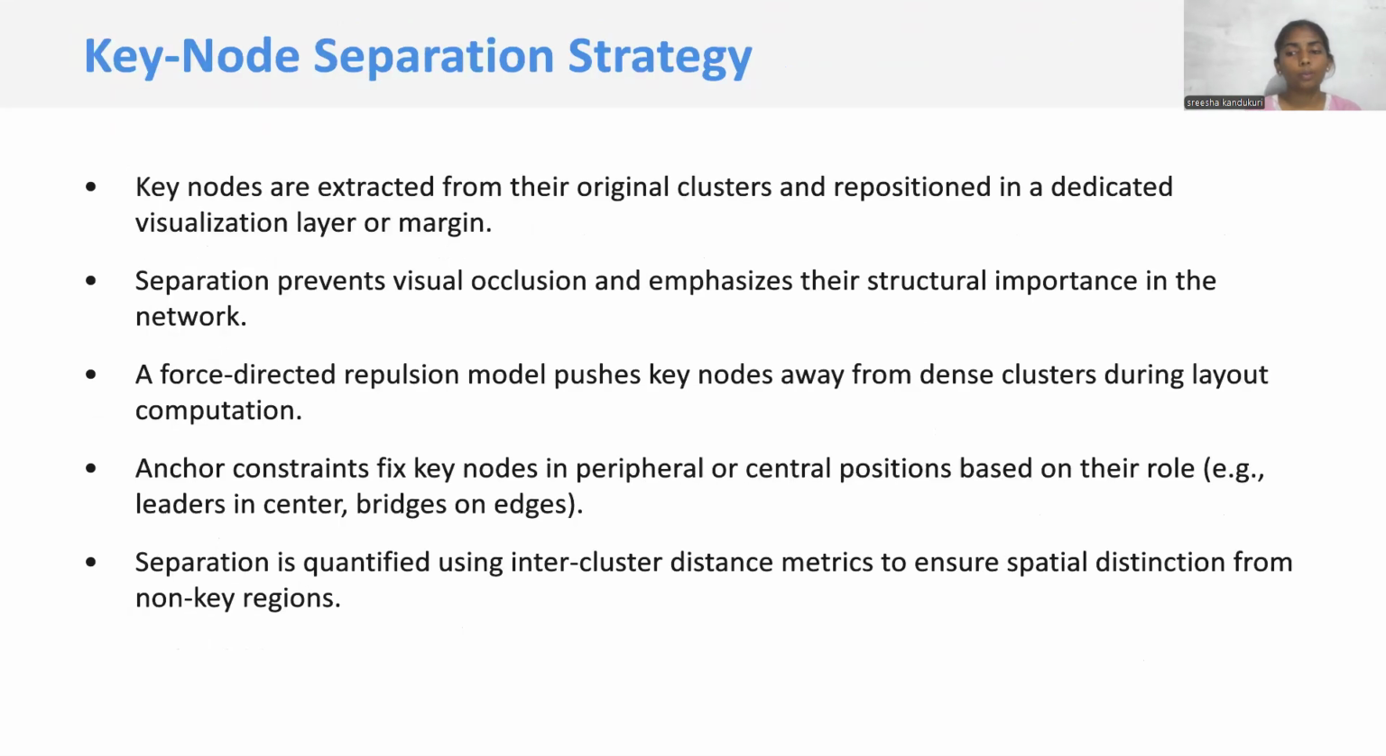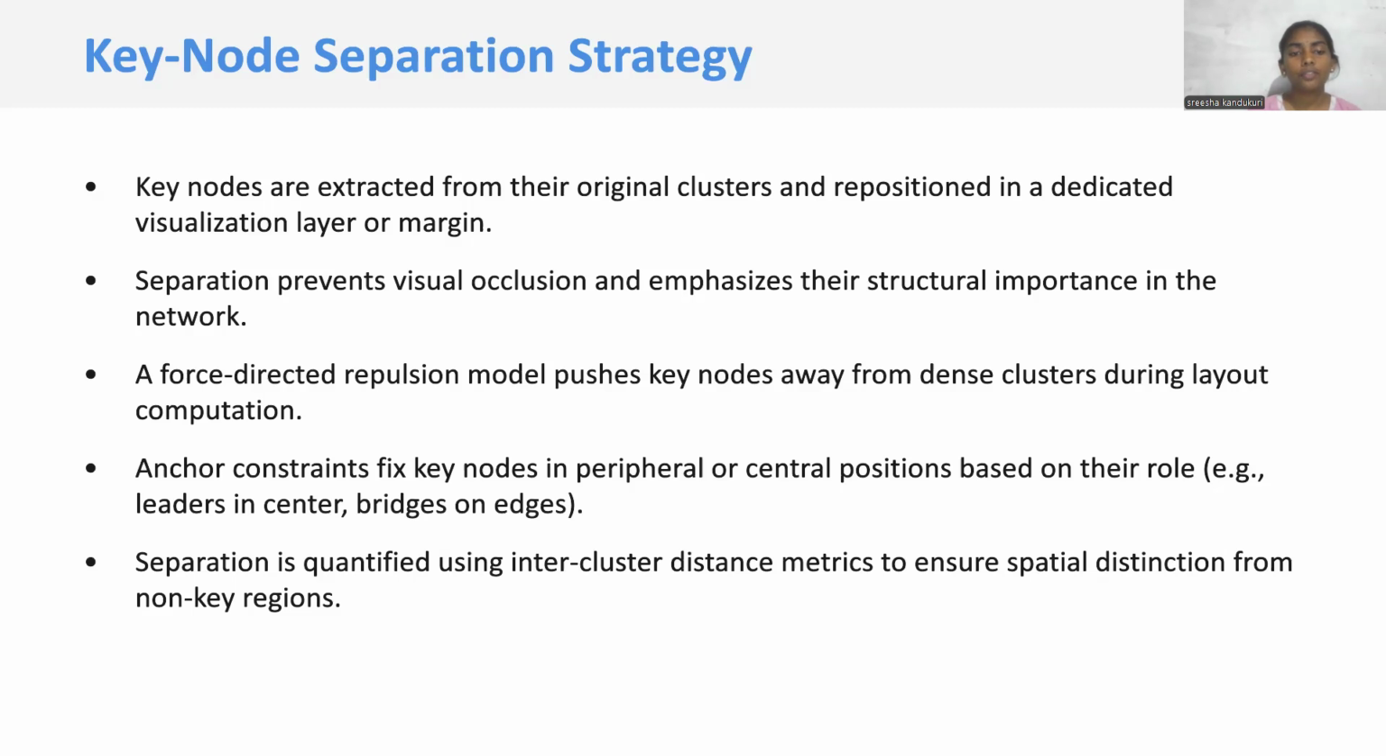Next, we are going on to key node separation strategy. Key nodes are extracted from their original clusters and repositioned in a dedicated visualization layer or margin. The separation prevents visual occlusion and emphasizes the structural importance in the network. A force-directed repulsion model pushes key nodes away from the dense clusters during layout computation.